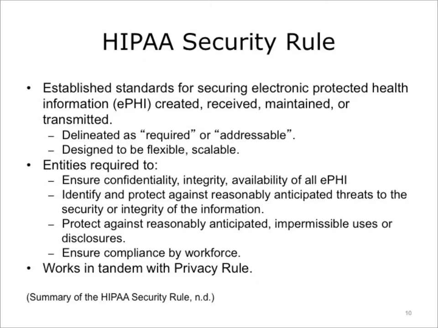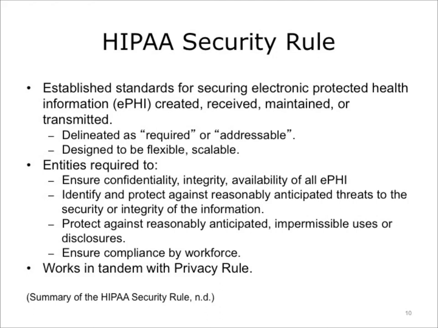The security rule requires covered entities to maintain reasonable and appropriate administrative, technical, and physical safeguards for protecting ePHI. Specifically, covered entities must ensure the confidentiality, integrity, and availability of all ePHI they create, receive, maintain, or transmit. Identify and protect against reasonably anticipated threats to the security or integrity of the information. Protect against reasonably anticipated impermissible uses or disclosures, and ensure compliance by their workforce.